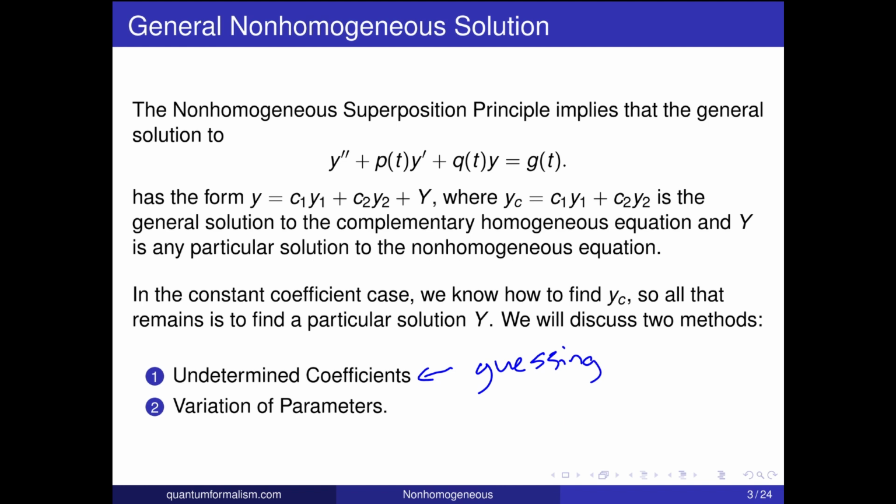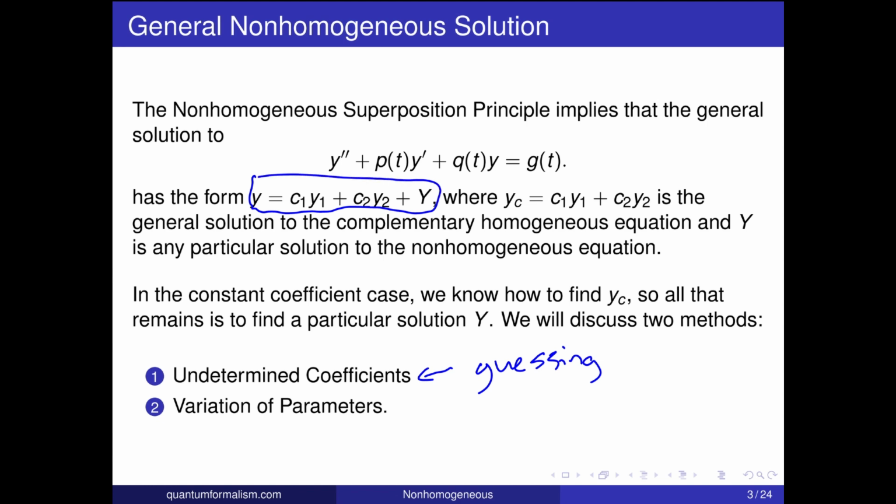So the strategy is we just need one solution. So if we can guess one solution correctly, then we're good. We don't need to know all of the solutions. Just guessing one is fine. And then we can write down the general solution using this formula.